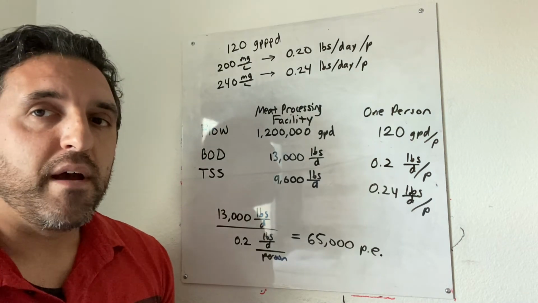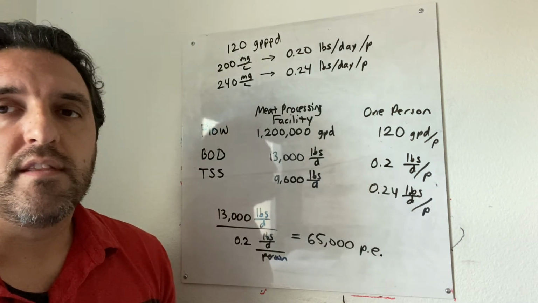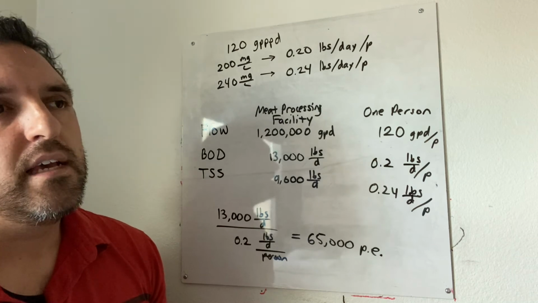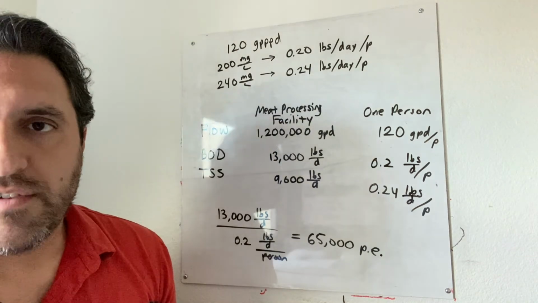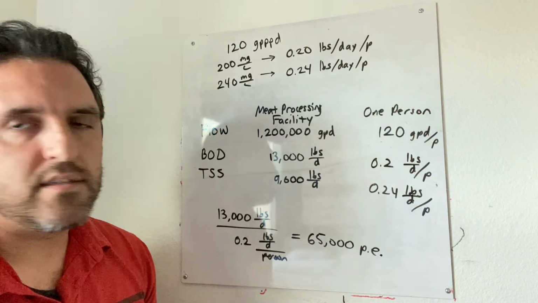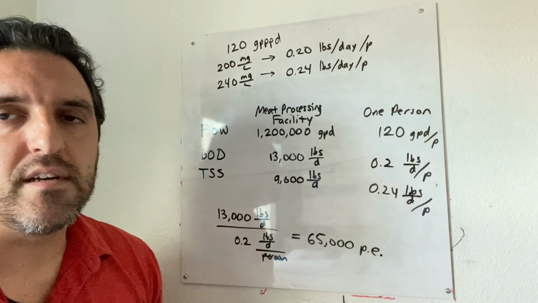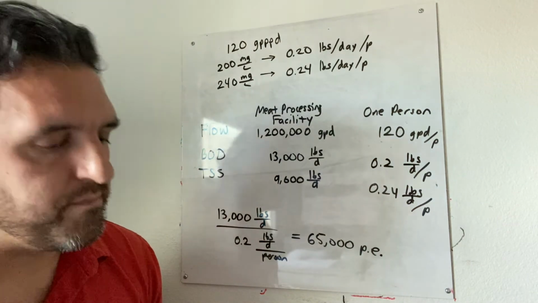If we were to look at it by flow rate, the flow rate of the meat processing facility is only equivalent to 10,000 individuals. So clearly you can see here that the meat processing facility produces a higher strength wastewater.